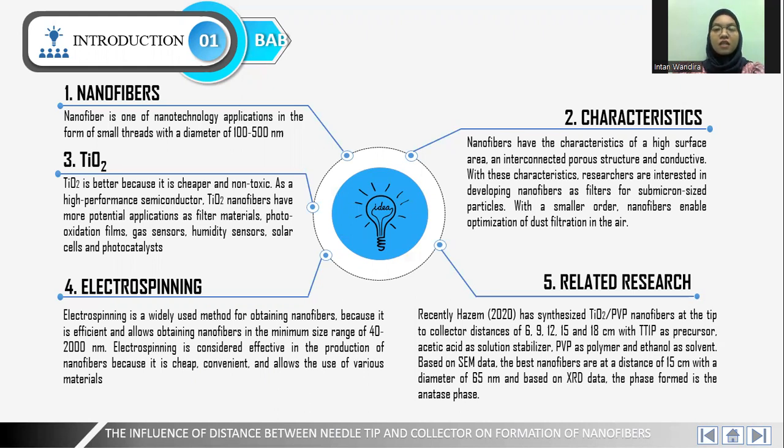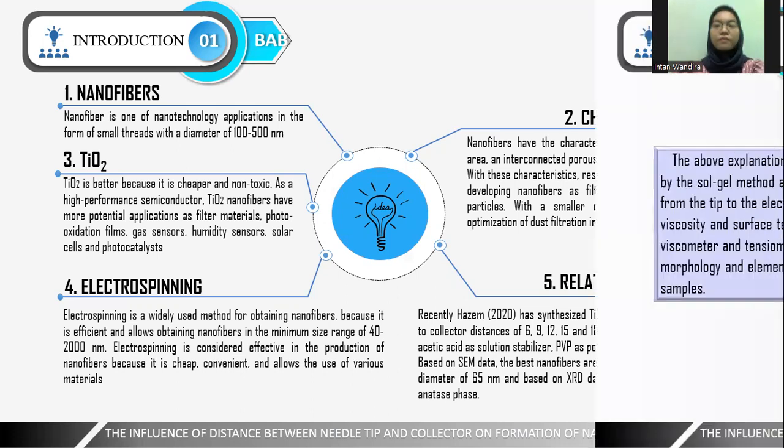materials. Recently, HESM has synthesized TiO2 PVP nanofibers at the tip-to-collector distance of 6, 9, 12, 15, and 18 cm with TTIP as precursor, acetic acid as solution stabilizer, PVP as polymer, and ethanol as solvent. Based on SEM data, the best nanofiber are at a distance of 15 cm with a diameter of 65 nanometers, and based on XRD data, the best form is the anatase phase.